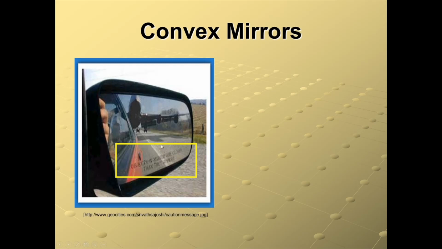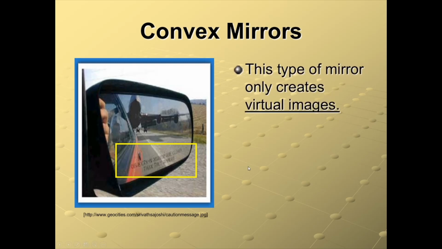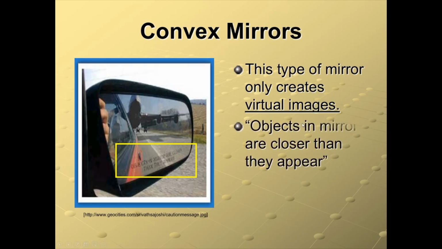Because they appear to be pretty far away, but it turns out they're actually pretty close. So this type of mirror only creates virtual images. This is just the same thing as a flat mirror, where it only produces virtual images. It does not produce any real images. And then, like I mentioned before, objects in the mirror are closer than they appear because all the reflections are going to be reduced. They're going to appear to be smaller.